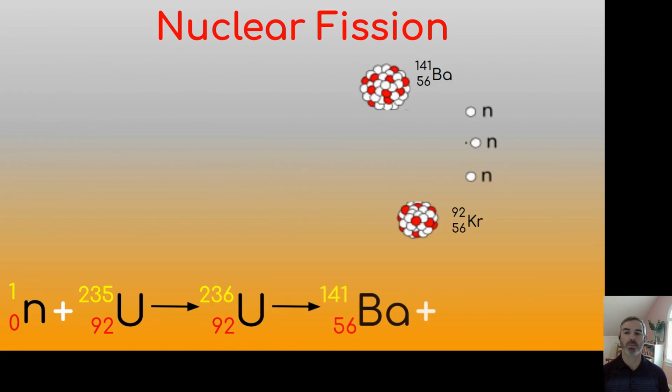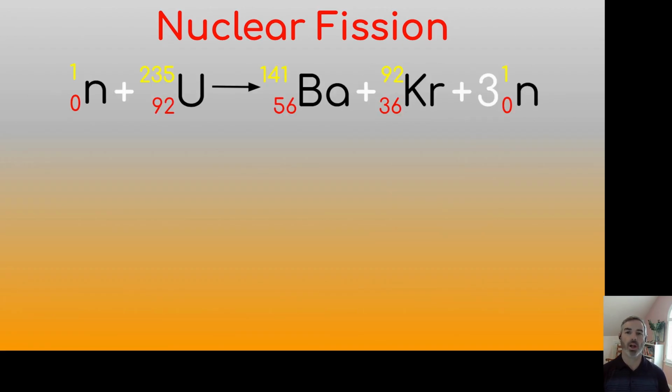In some cases, it's barium-141 and krypton-92, and then also three neutrons that are emitted during this process as well. So we take a look at our equation going from uranium-235 and a neutron to its products of three neutrons, krypton-92 and barium-141. You can see that the atomic number balances out, so that means that the charge is balanced out. And we can also see that the mass number adds up to 236 on both sides, where we've got 141, 92, and then three singular neutrons. Those add up to 236 as well.